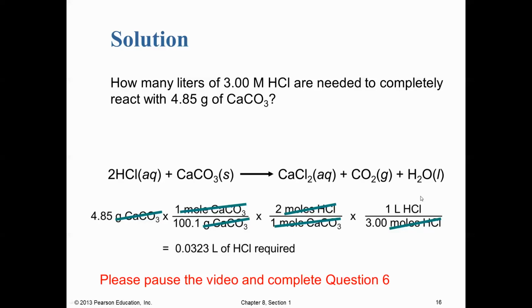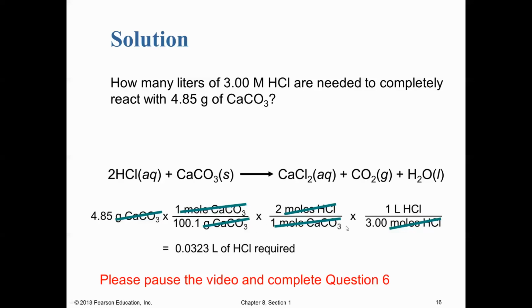So here's our balanced chemical equation. On the exam, of course, I'd be mean and make you balance your own equations, but we're given a balanced one right here. And so we're going to start out with our 4.85 grams of calcium carbonate. We're going to use our molar mass to convert that into moles of calcium carbonate. And then we're going to use our balanced equation, so everything just like we did in Chapter 6, but now we're going to diverge a little bit.